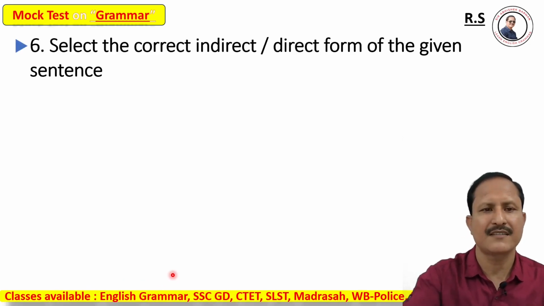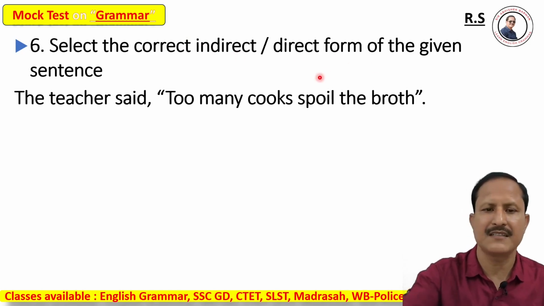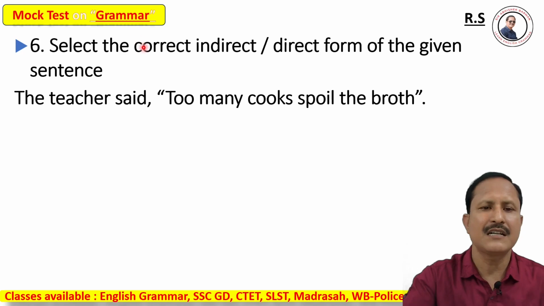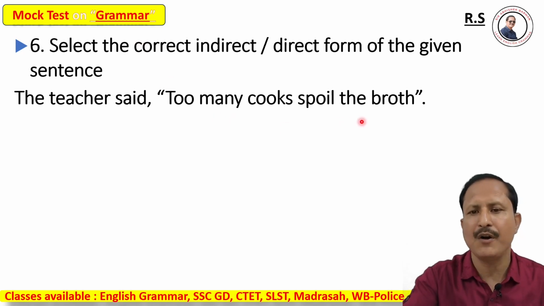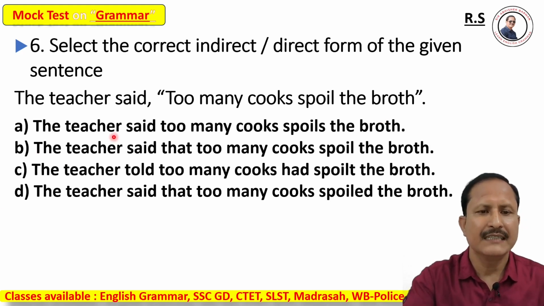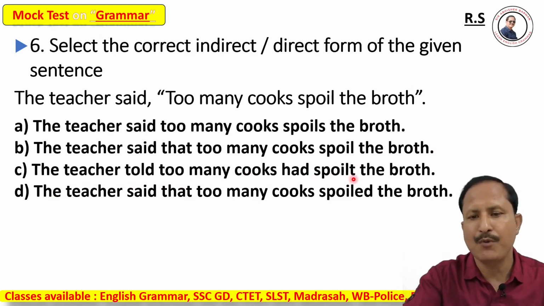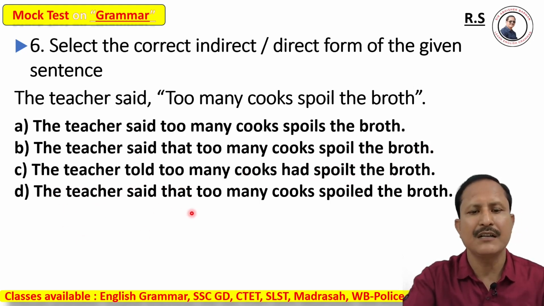Now, question number six. Select the correct indirect or direct form of the given sentence. Let us first know the sentence. The teacher said, too many cooks spoil the broth. Option A, the teacher said too many cooks spoil the broth. Option B, the teacher said that too many cooks spoil the broth. Option C, the teacher told too many cooks had spoiled the broth. Option D, the teacher said that too many cooks spoiled the broth.